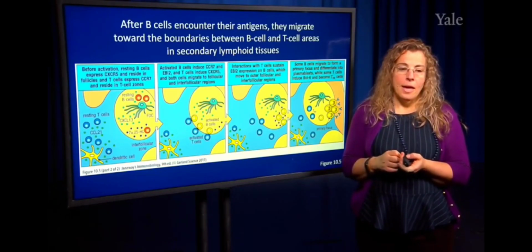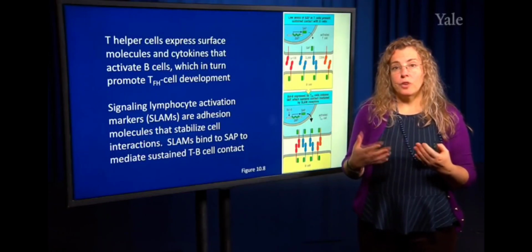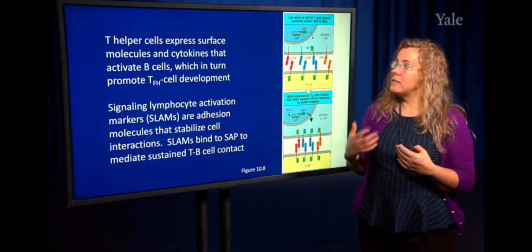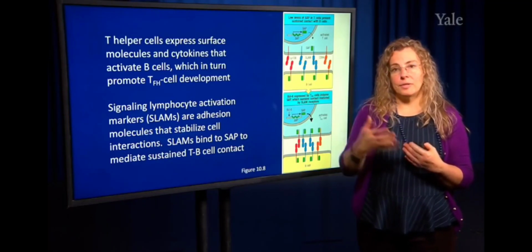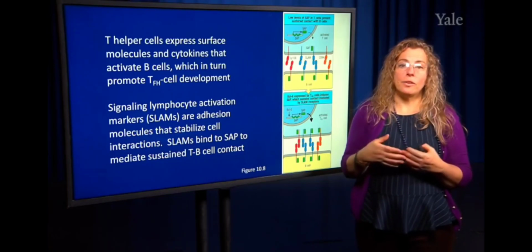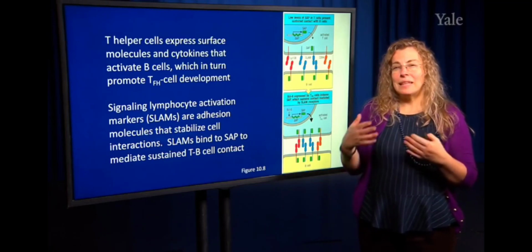Now, the T cells and the B cells first interact when B cells present antigen on MHC class 2 to the T cell receptor. And then the T cell will interact with the B cell through CD40 and CD40 ligand. But that's not enough to hold those cells together.